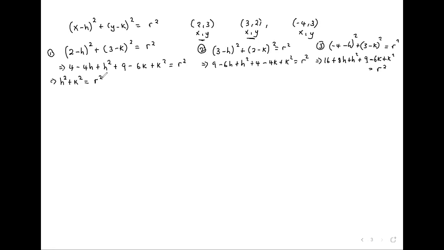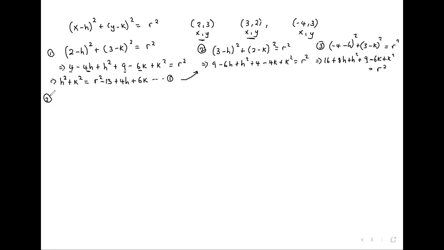Then we take everything else to the other side. As we add 4 plus 9, 13, it will go to the right as negative 13. And then this will go to the right as positive 4h. This will go to the right as positive 6k. So this is from equation 1. Then we substitute equation 1 in equation 2 and in equation 3.